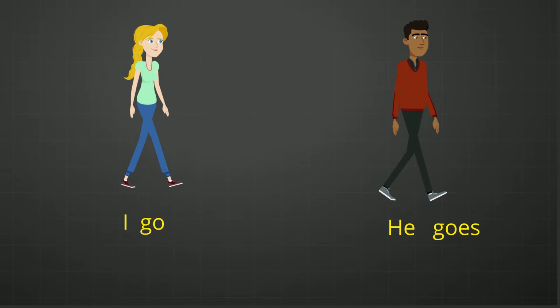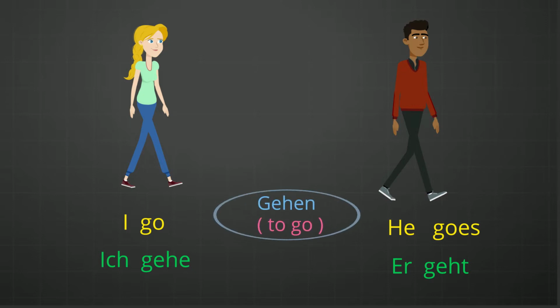For example, the German equivalent of I go and he goes is ich gehe and er geht. Here you can observe the verb is the same, that is gehen. Gehen is to go, but only the form is changing according to the subject, that is who is doing the action.